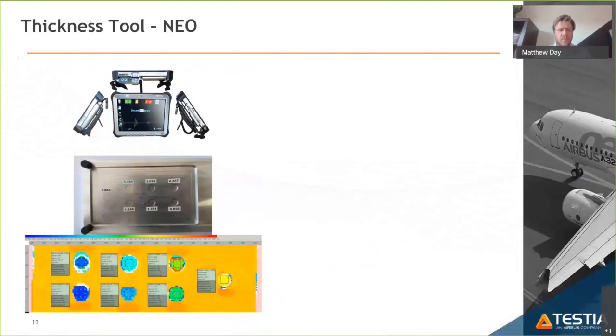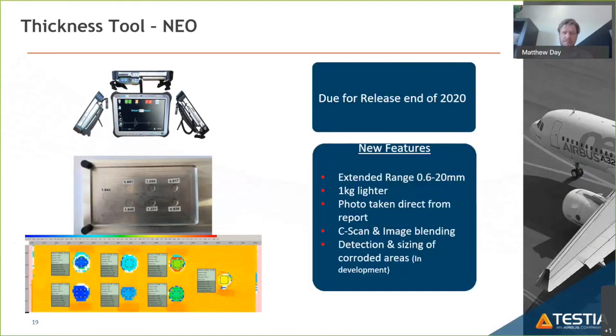Okay, so we elaborated at the beginning that at the end of 2020, we're going to see the release of the thickness tool Neo. The current version is called the Max, and with the Neo, we're having new data cards, and what this allows us to do is to reduce the thickness that we're measuring down from 2 millimeters down to 0.6 millimeters as well. It will be lighter, over a kilogram lighter.